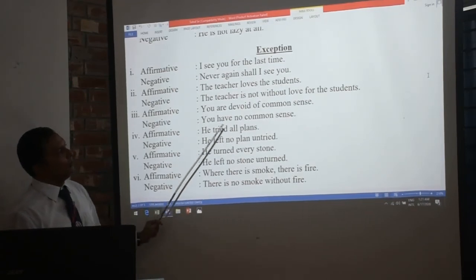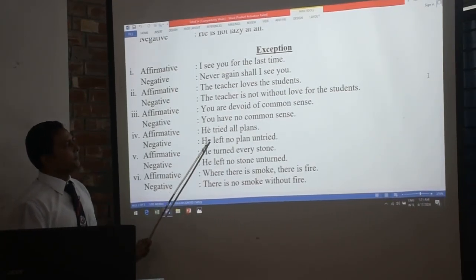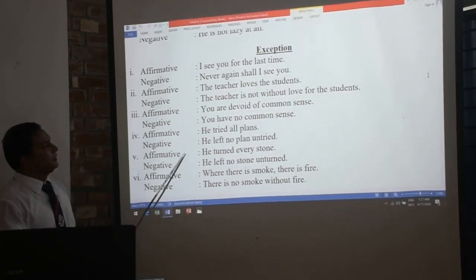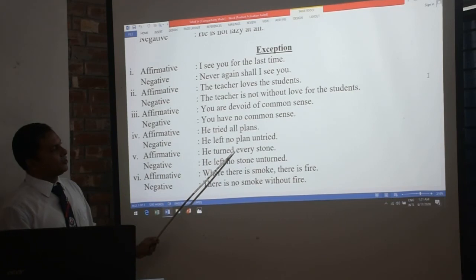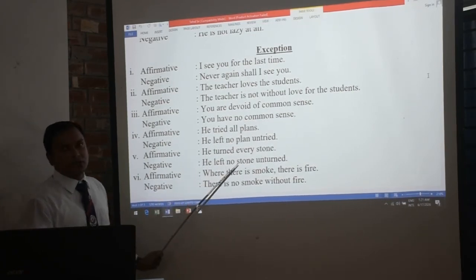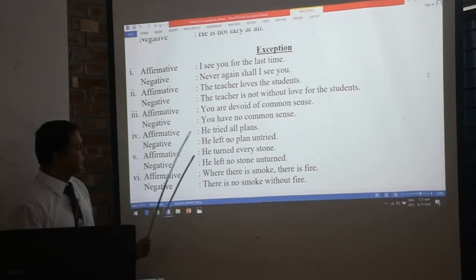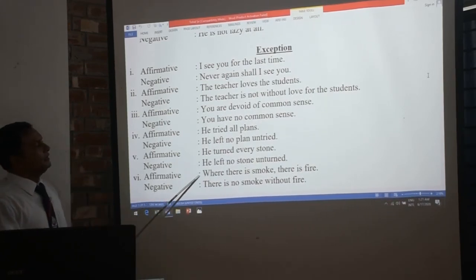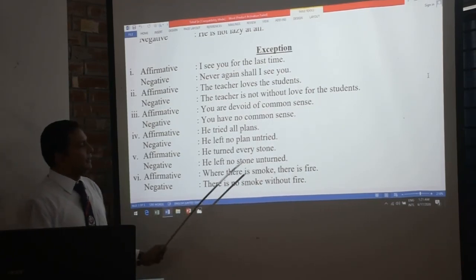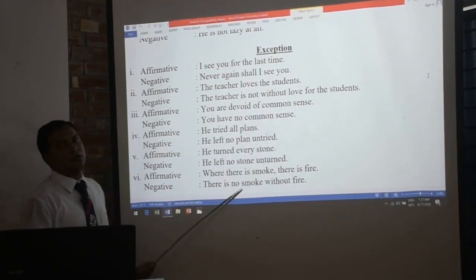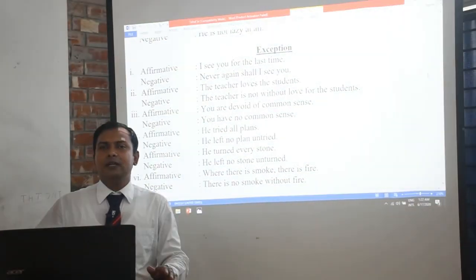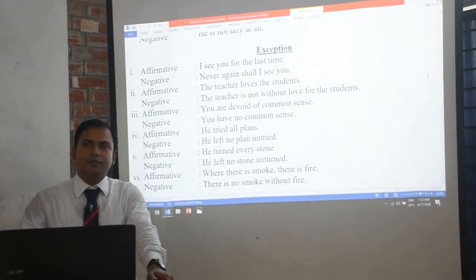He tried all plans. He left no plan untried. The next sentence is, he turned every stone. The negative form will be, he left no stone unturned. The last one, where there is smoke, there is fire. That means there is no smoke without fire. So you have to remember that the meaning of both sentences will be the same.